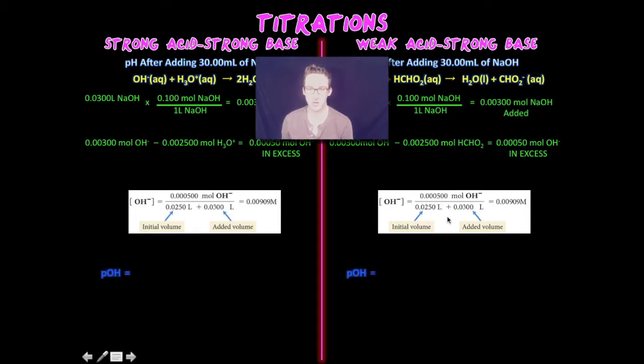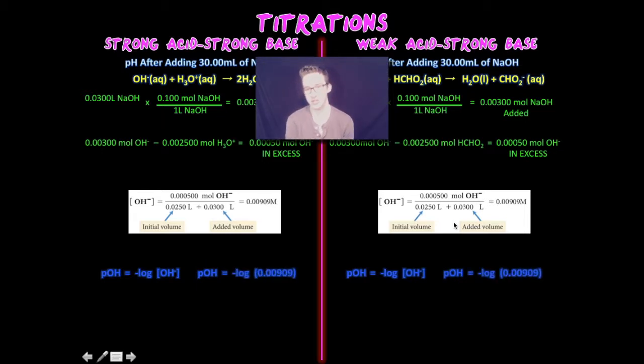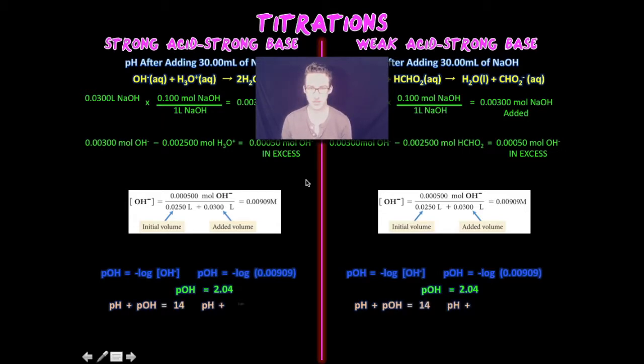And so we solve first for the pOH, which is just the negative log of the hydroxide ion concentration. In each example, this calculation is going to be the same. We have the same concentration of hydroxide ion in excess. So our pOH is 2.04 in both cases. Remember, the relationship between pH and pOH is 14. To solve for the pH of the solution after the addition of 30 milliliters, we get 11.96 in each case.